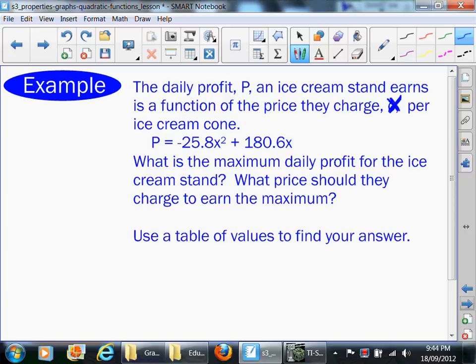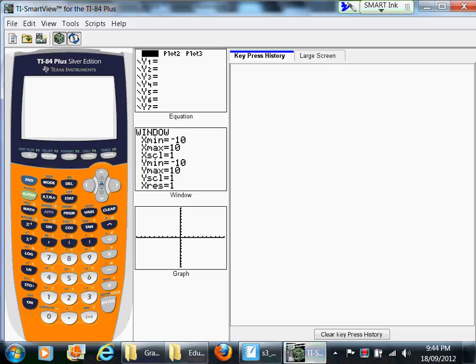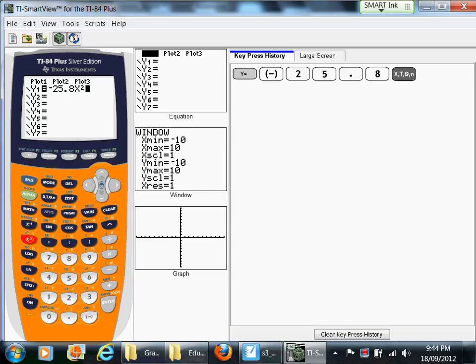So, okay, how do we do that? Well, the best way to do that is to type this into your graphing calculator. Type in y equals negative 25.8x squared plus 180.6x. So go to your graphing calculator, go to y equals, and type in negative 25.8x squared plus 180.6x.